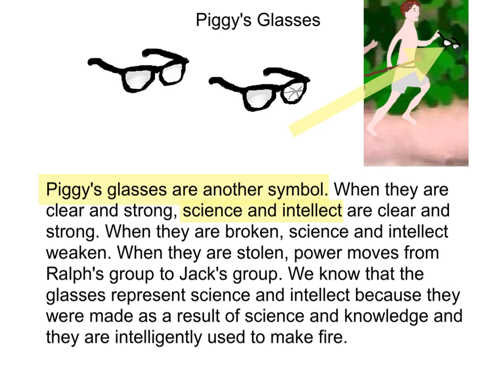Piggy's glasses. Piggy's glasses are another symbol. When they are clear and strong, science and intellect are clear and strong. When they are broken, science and intellect weaken. When they are stolen, power moves from Ralph's group to Jack's group. We know that the glasses represent science and intellect because they were made as a result of science and knowledge, and they are intelligently used to make fire.